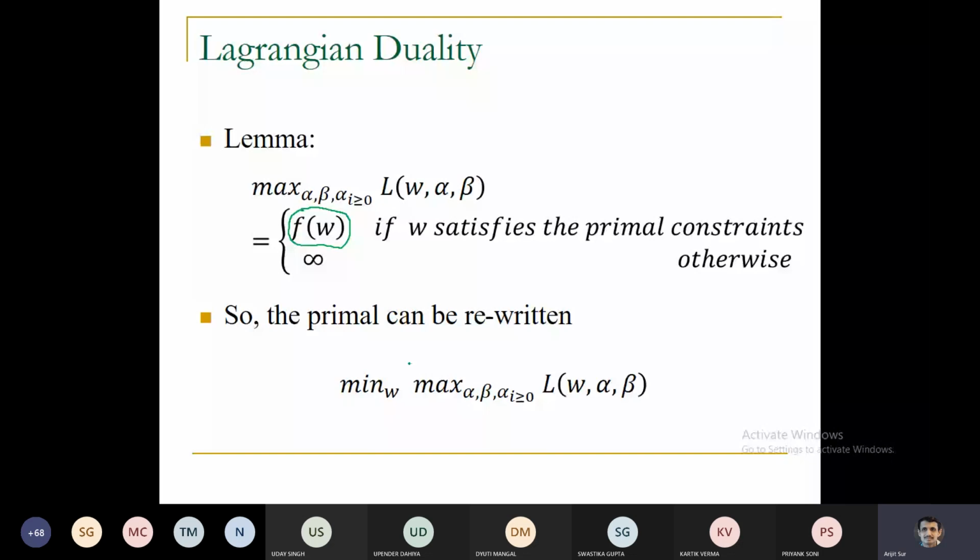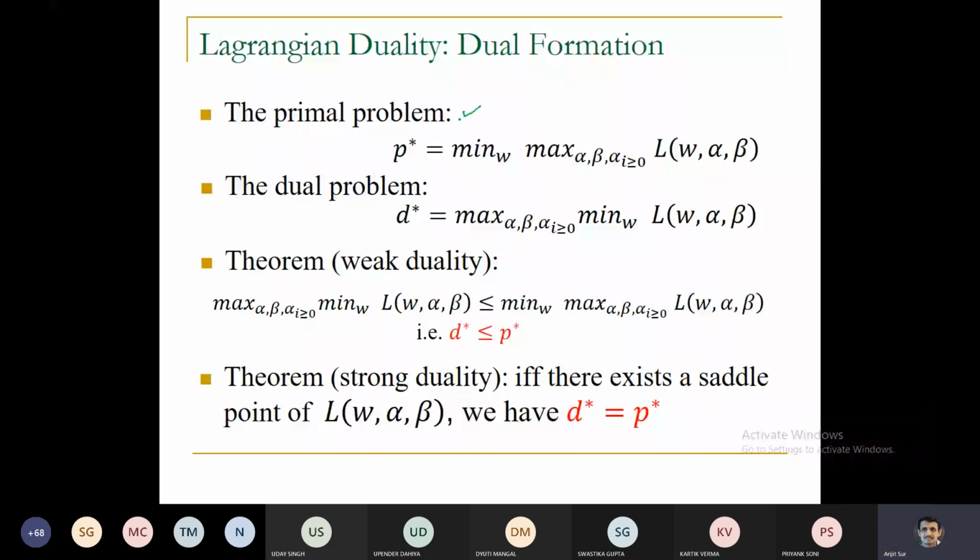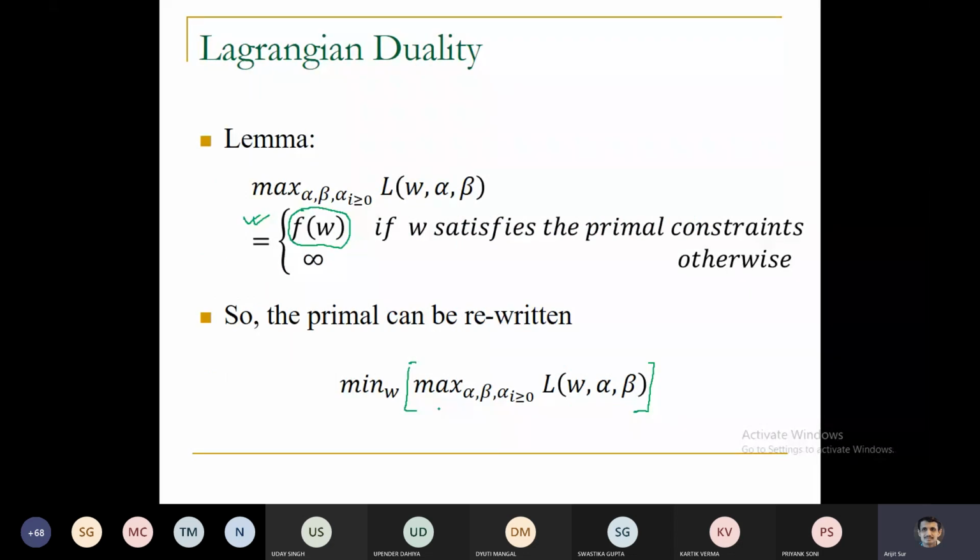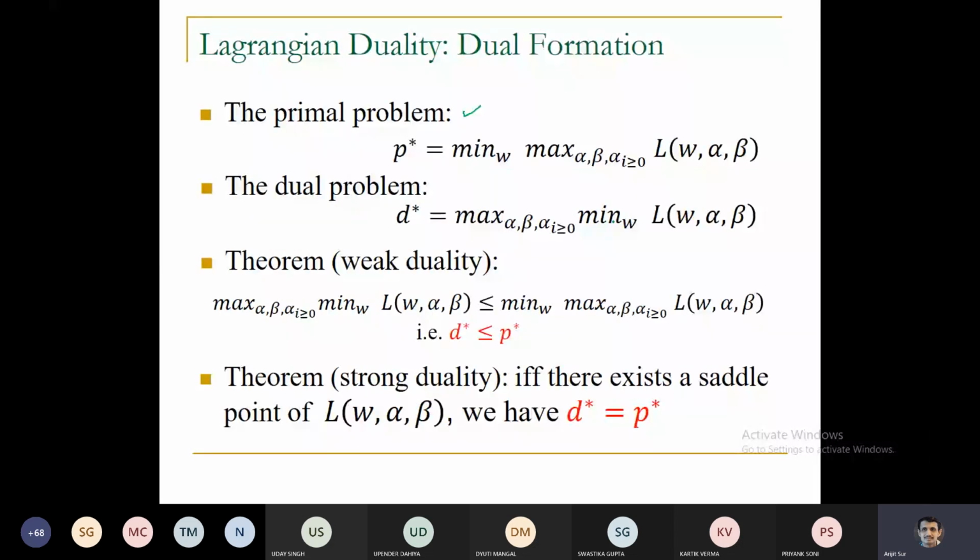So to find the minimum over w of this, it is min over w and max over alpha, beta of L(w, alpha, beta). Okay, it's just a lemma, not yet the dual formulation. So the primal problem is this. We call the primal problem p star: the minimum over w of the maximum over alpha, beta, with alpha_i greater than or equal to 0, of L. This is the primal problem p star.